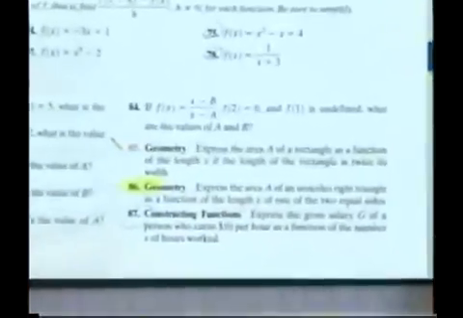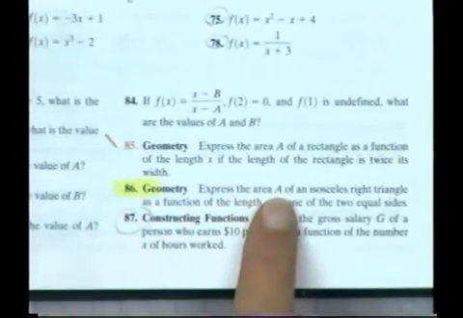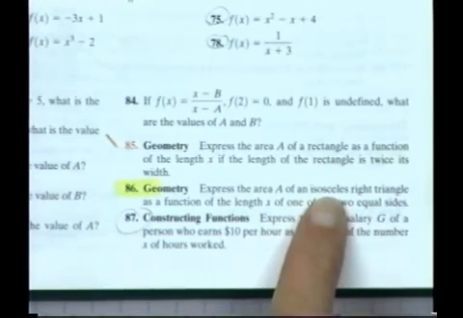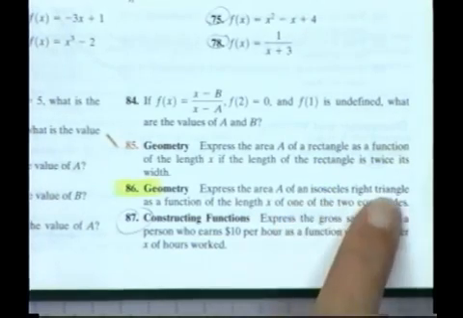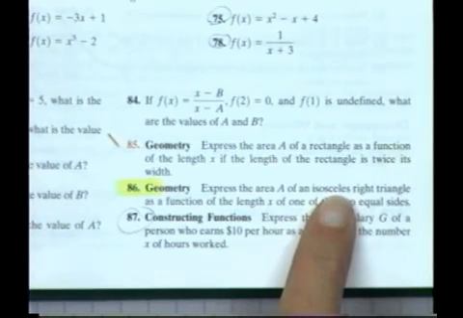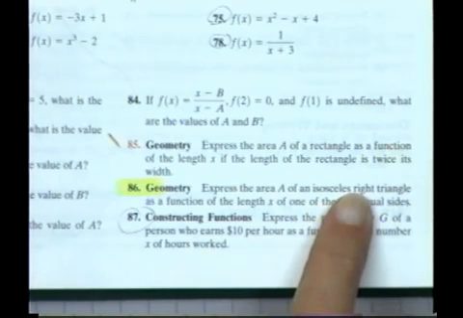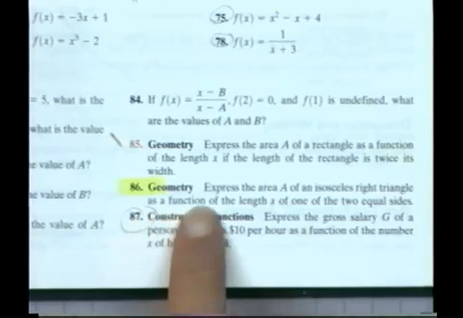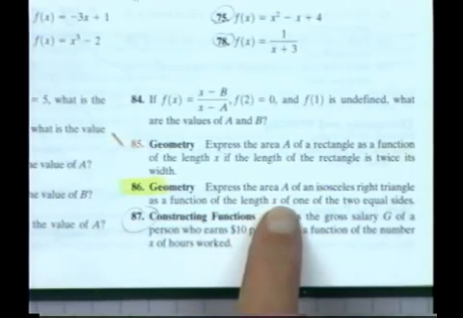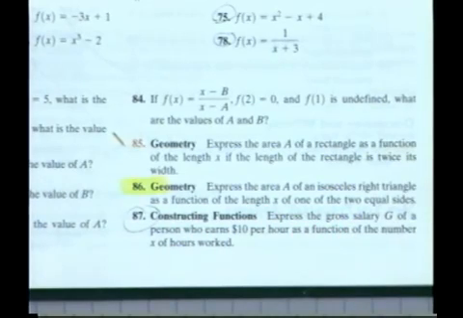There we go. Number 86, express the area A of, what kind of triangle is this? Isosceles and what else? Right. An isosceles right triangle. What's an isosceles triangle? Two sides have the same length, or there's two angles in it that are the same measure. And what's a right triangle? It has a 90 degree angle. So we're going to have two sides of the same length and a right angle, as a function of the length x of one of the two equal sides. So they sort of told you there were two equal sides for an isosceles triangle.